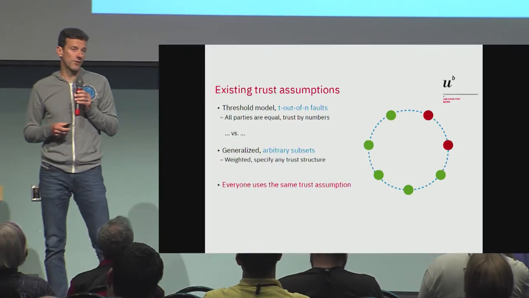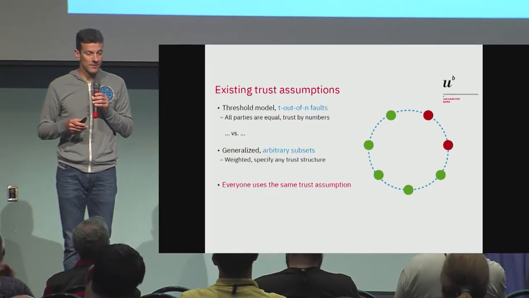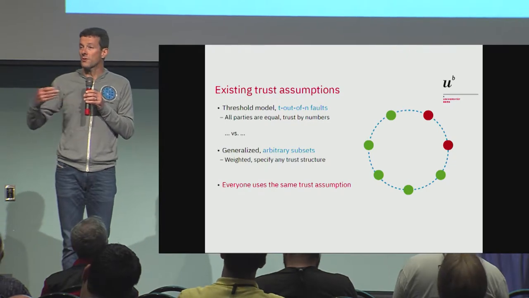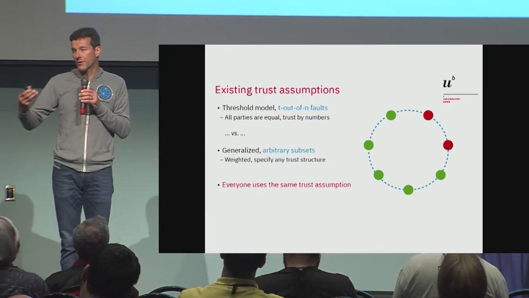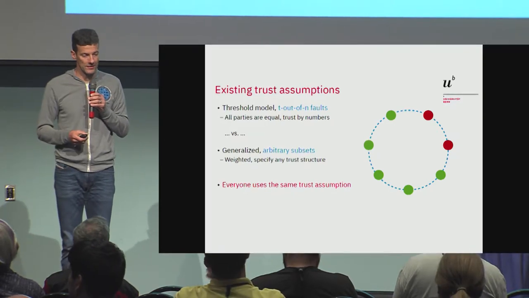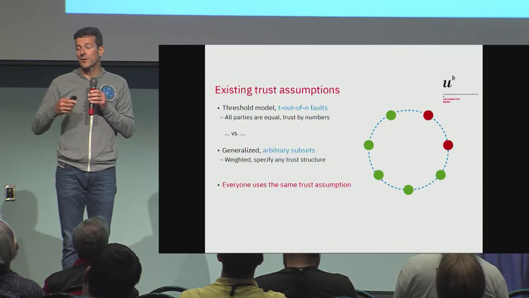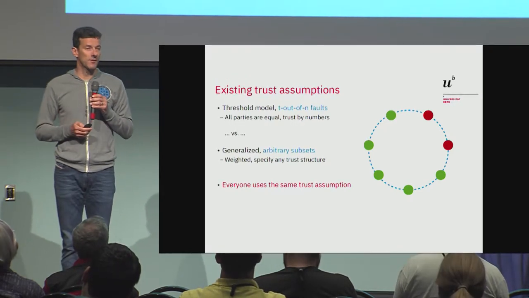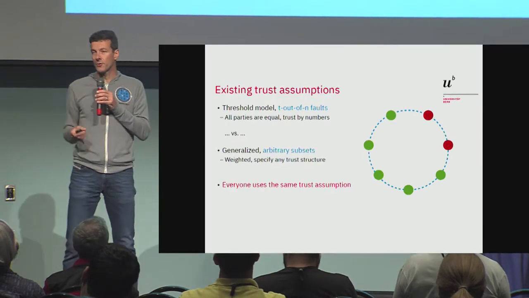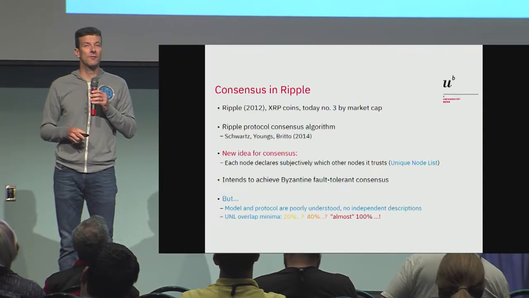And so for those systems, already a long while ago, people invented a way to specify the trust assumption through arbitrary sets of possibly faulty nodes. And then you get arbitrary so-called quorums that specify who is correct. But what we are seeing in both of these previous works and these previous models is that everybody uses the same trust assumption. You think the number of faults is this, and you also think the number of faults is this, and you run the system with maximum resilience. However, this does not have to be the case.